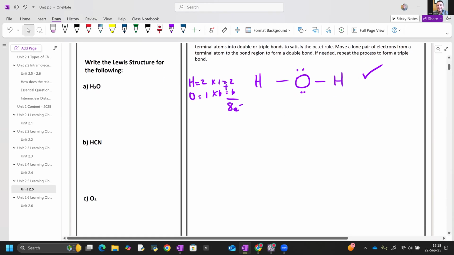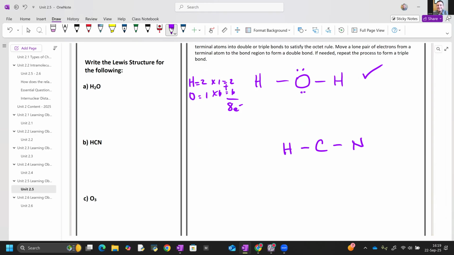Then we can do the same thing for HCN. For HCN, we notice that out of hydrogen, carbon, and nitrogen, carbon would be our best central atom because it has the lowest electronegativity, along with being able to pair with other atoms where hydrogen can't do that. So carbon, we would have a hydrogen, and then we could have a nitrogen. And then we do our count.